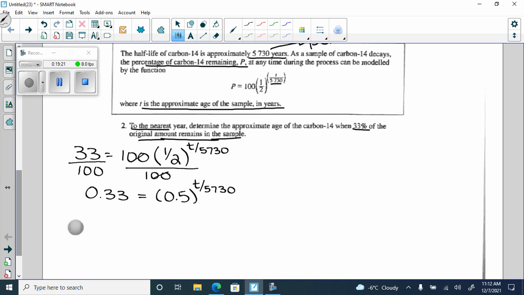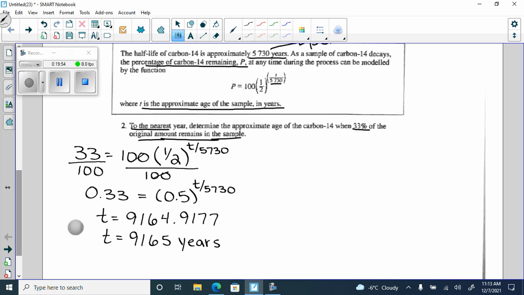Now remember, it halves in 5,730, so it's going to be to a third. It's going to have to be larger than that, right? So I got T equals 9164.9177, and it wants to the nearest year, and T is a sample in years. So to the nearest year, it's going to be 9165 years.